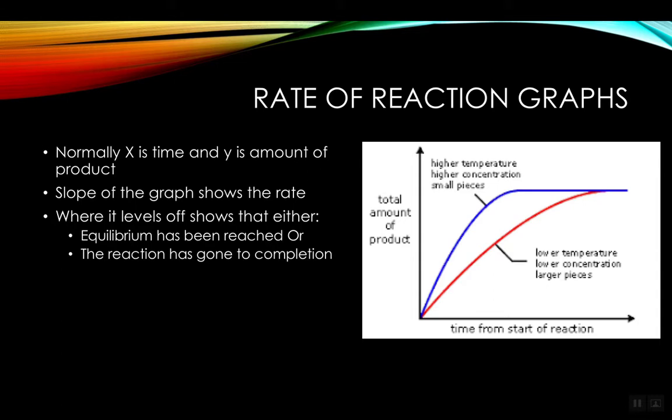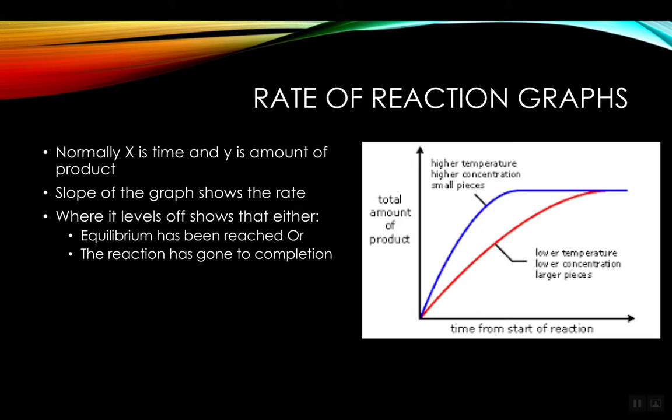Now, normally your x is the amount of time, your y is the amount of product, which means that the slope of the graph is showing the rate. So that blue one is at a steeper slope, so it's at a faster rate. Where it levels off, that's showing one of two things. Either that equilibrium's been reached, or that the reaction's gone to completion. Now, as you know, some reactions go to completion, some don't.